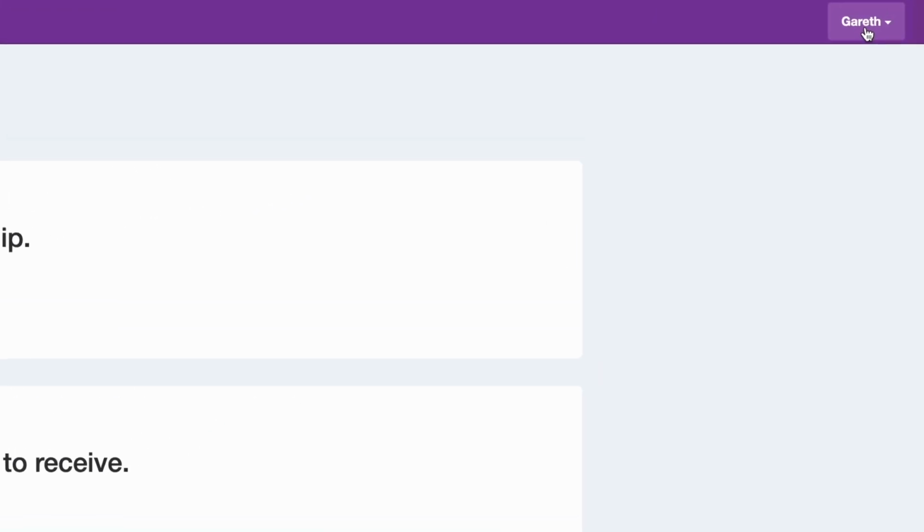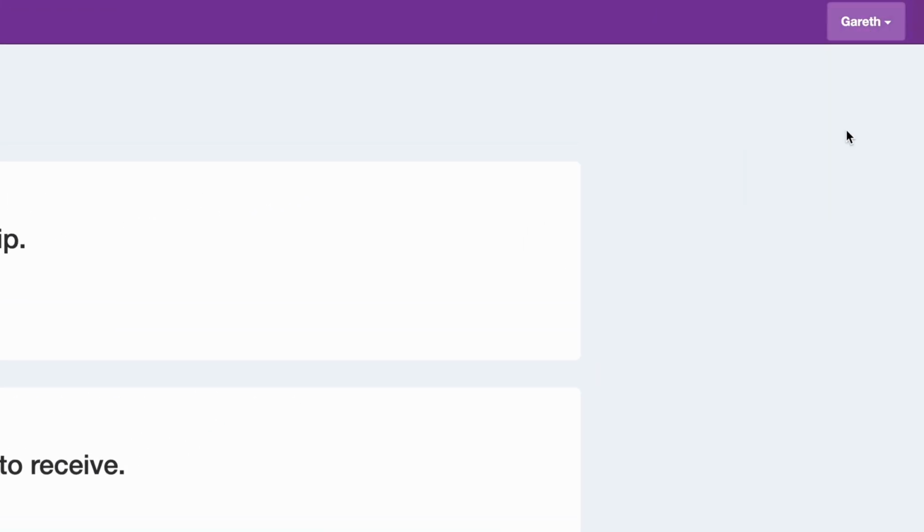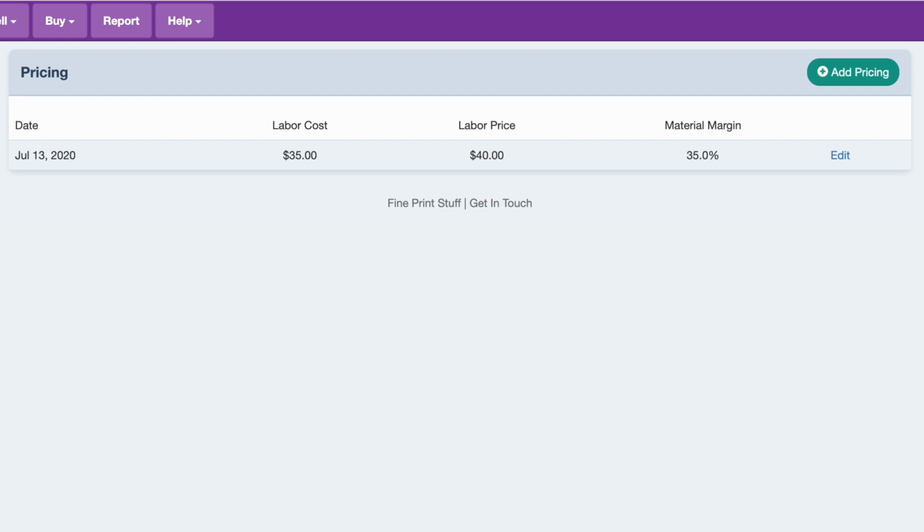The first step is to head over to your pricing config page. This can be found in your profile menu. The feature is only available to users with admin access. Here you'll find a historical record of your pricing configurations. Go ahead and add a new pricing config.